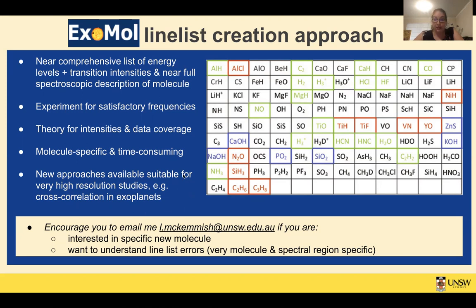There are new approaches I want to highlight that are suitable for very high resolution studies. So initially, a lot of line list data was produced assuming that the astronomical resolution would be very low. So in exoplanets, with space-based observatories, the resolution is very low. But if you do ground-based observatories, your resolution is very high, but your noise is very high.